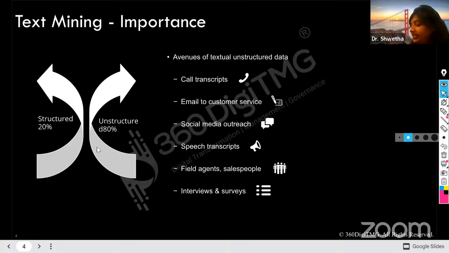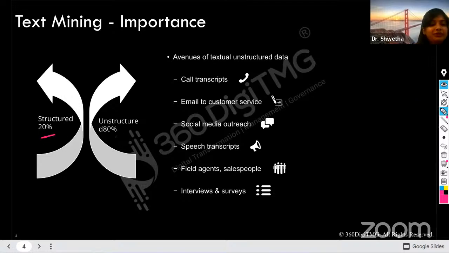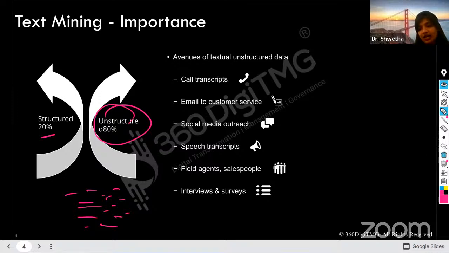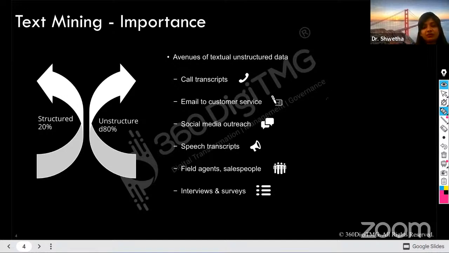Whatever we see in our daily life, 20% of the data is structured, whereas almost 80% is unstructured data. So a lot of the data which we find in day-to-day life would be unstructured only. We'll find it in text or document format, paragraph format, and analyzing that would be difficult. So you apply some techniques to analyze that.